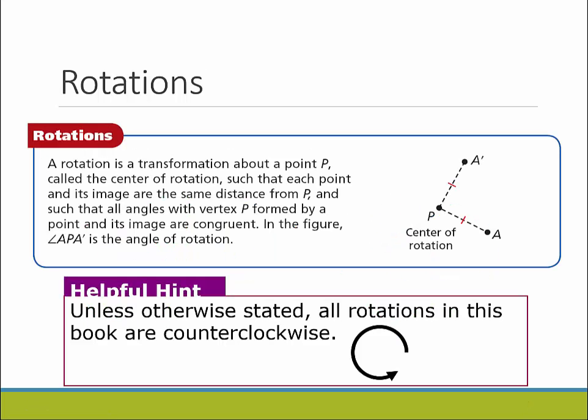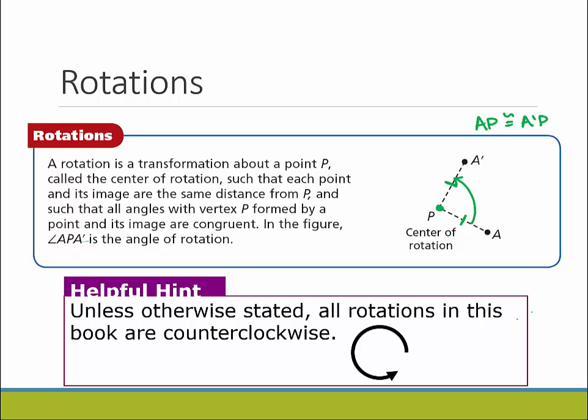So here's our formal definition. A rotation is a transformation about a point P, called the center of rotation, this point right here, such that each point and its image are the same distance from P. So the distance from A to P is the same as A prime to P. And such that all angles with the vertex P are congruent. So if we had another shape, this angle would have to be congruent to it. In the figure, angle APA prime is the angle of rotation.